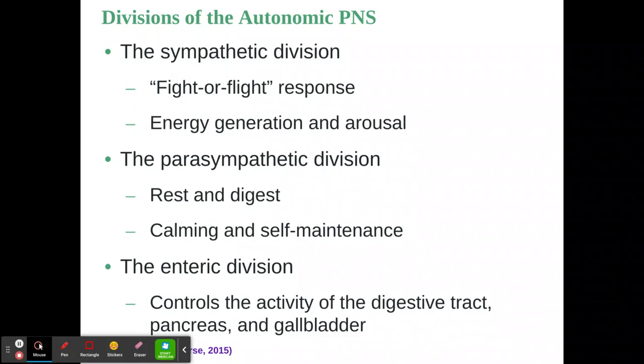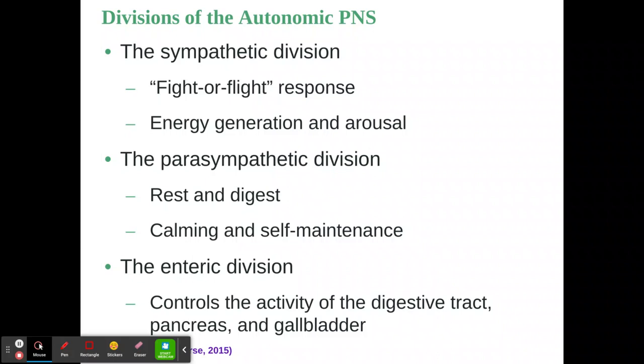So we have the sympathetic division, and this is really going to focus on arousal and energy generation. The fight or flight response will correlate with that as well, versus the parasympathetic. Activation of this division is generally going to promote calming, maybe a return to self-maintenance functioning, things like resting and digesting.